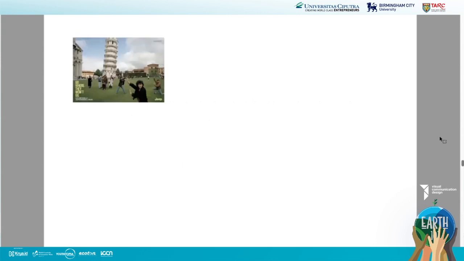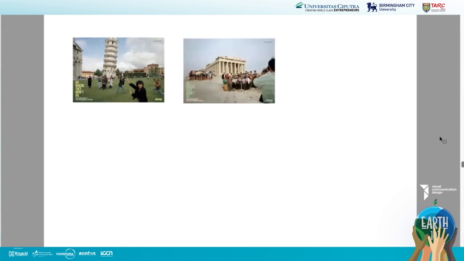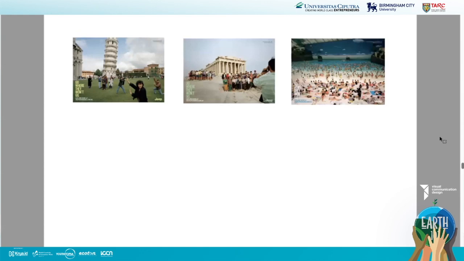So, nearly finished. I'm going to show you these. So these are a series of adverts for Jeep. Go where they want to. So you have the Leaning Tower of Pisa. You have the Acropolis. I can't remember, this is a big center in Japan.